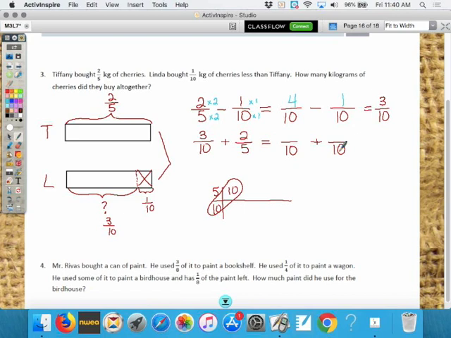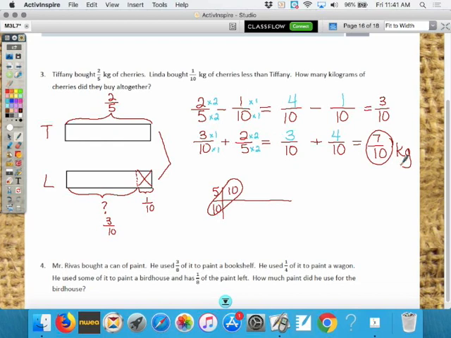So we just have to figure out the numerators. Okay? So this is where I get a different color. So 10 times 1 equals 10. So 3 times 1 equals 3. 5 times 2 equals 10. So 2 times 2 equals 4. So my answer is 7/10. Altogether, they bought 7/10 kilograms of cherries. That was fun, wasn't it?